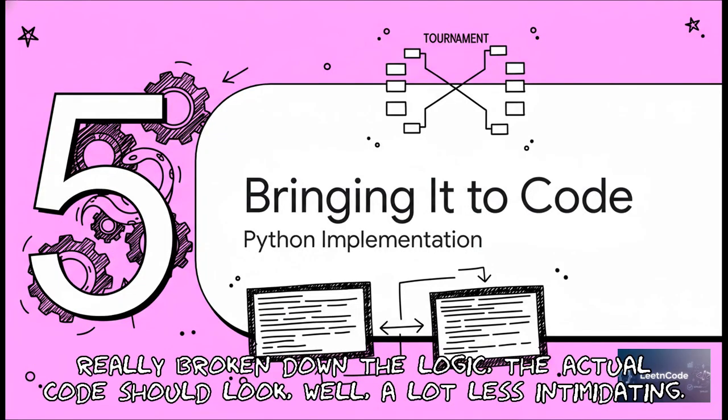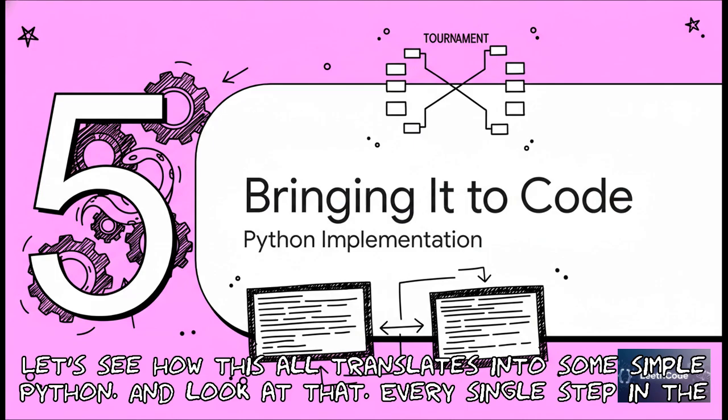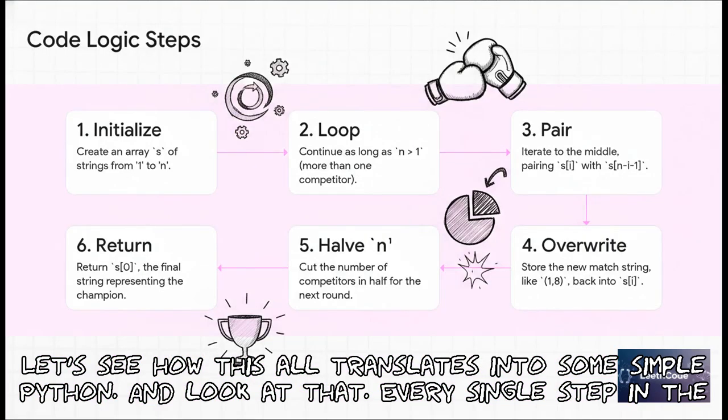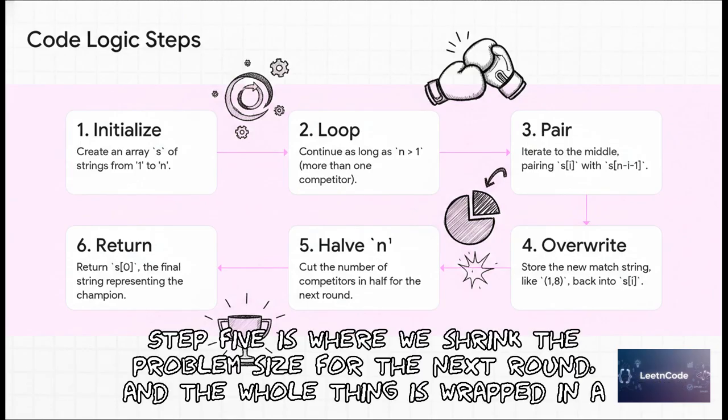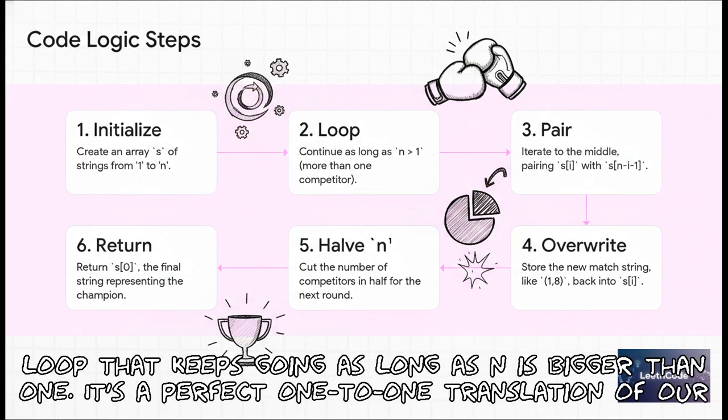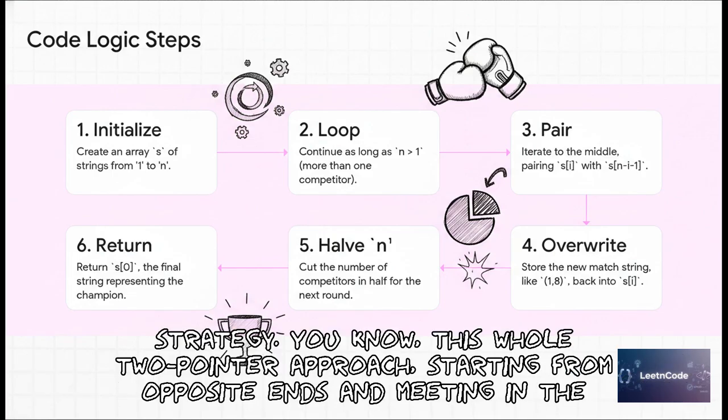Okay, so now that we've really broken down the logic, the actual code should look, well, a lot less intimidating. Let's see how this all translates into some simple Python. And look at that. Every single step in the code maps directly to what we just did manually. Step 4, that's our two-pointer pairing logic. Step 5 is where we shrink the problem size for the next round. And the whole thing is wrapped in a loop that keeps going as long as n is bigger than 1. It's a perfect one-to-one translation of our strategy.